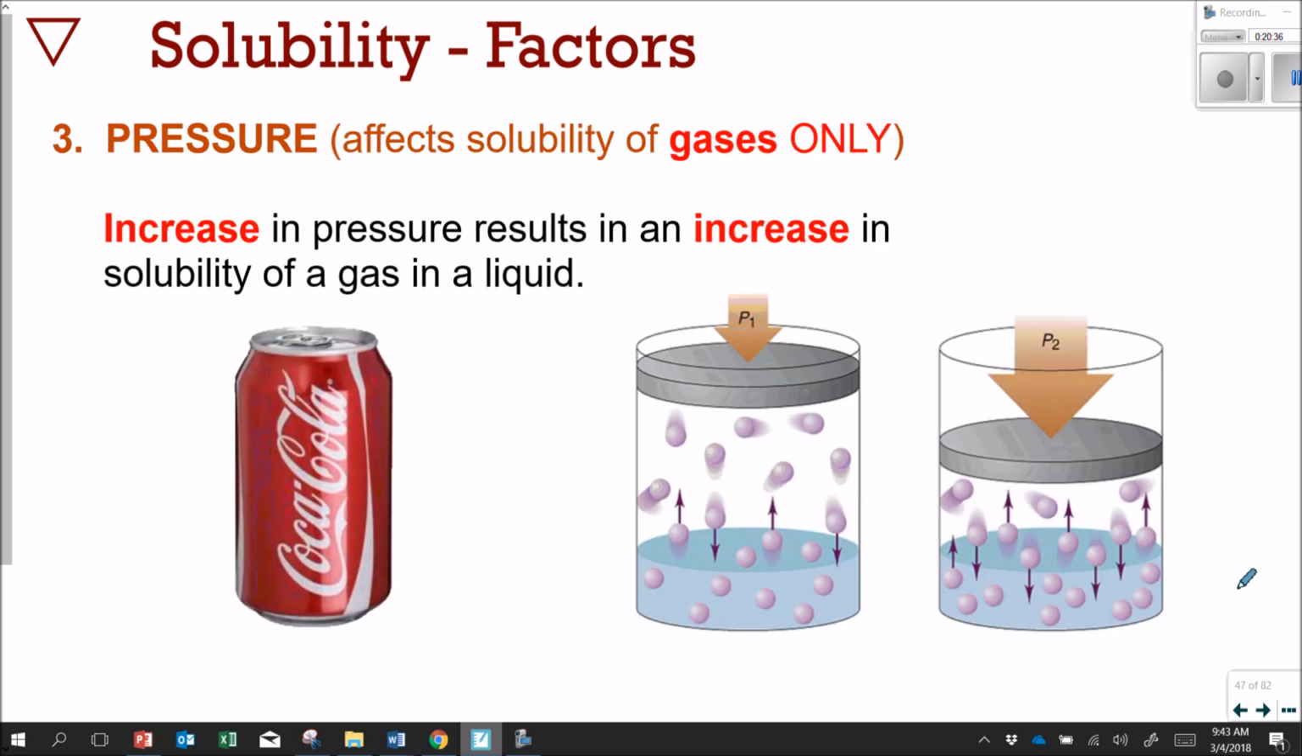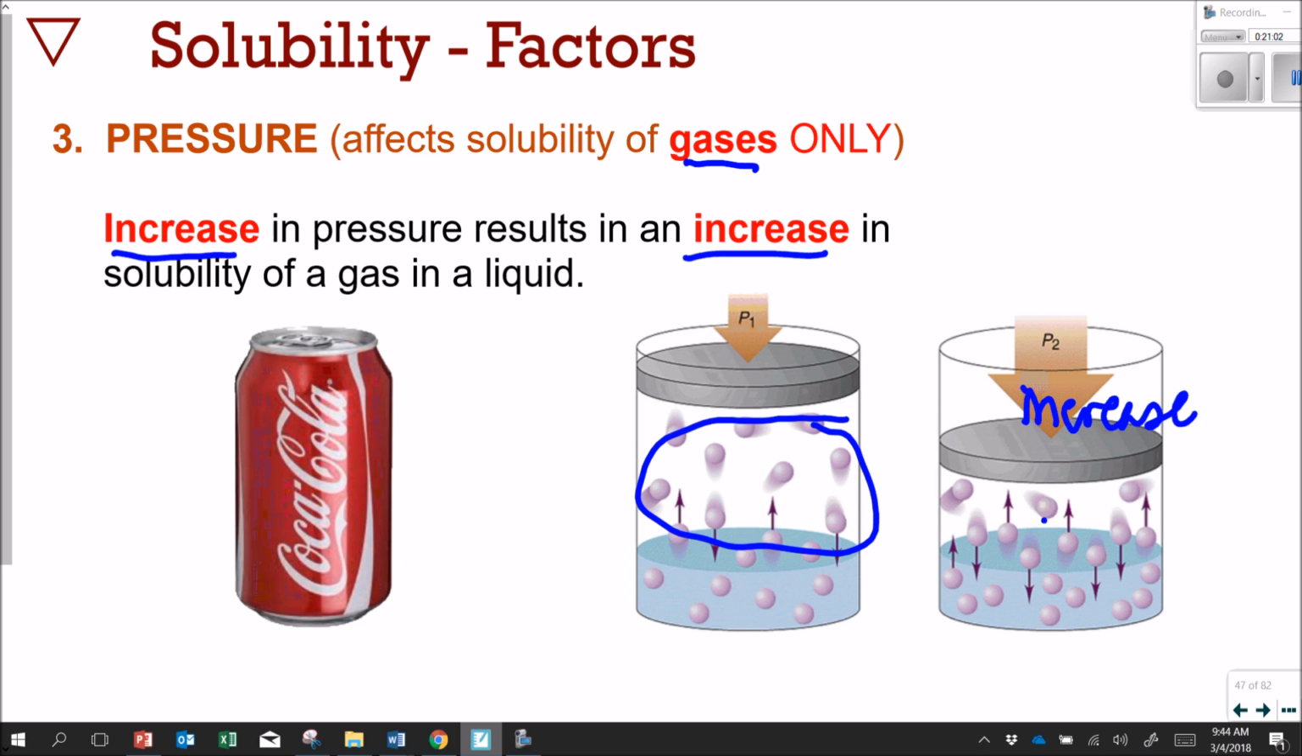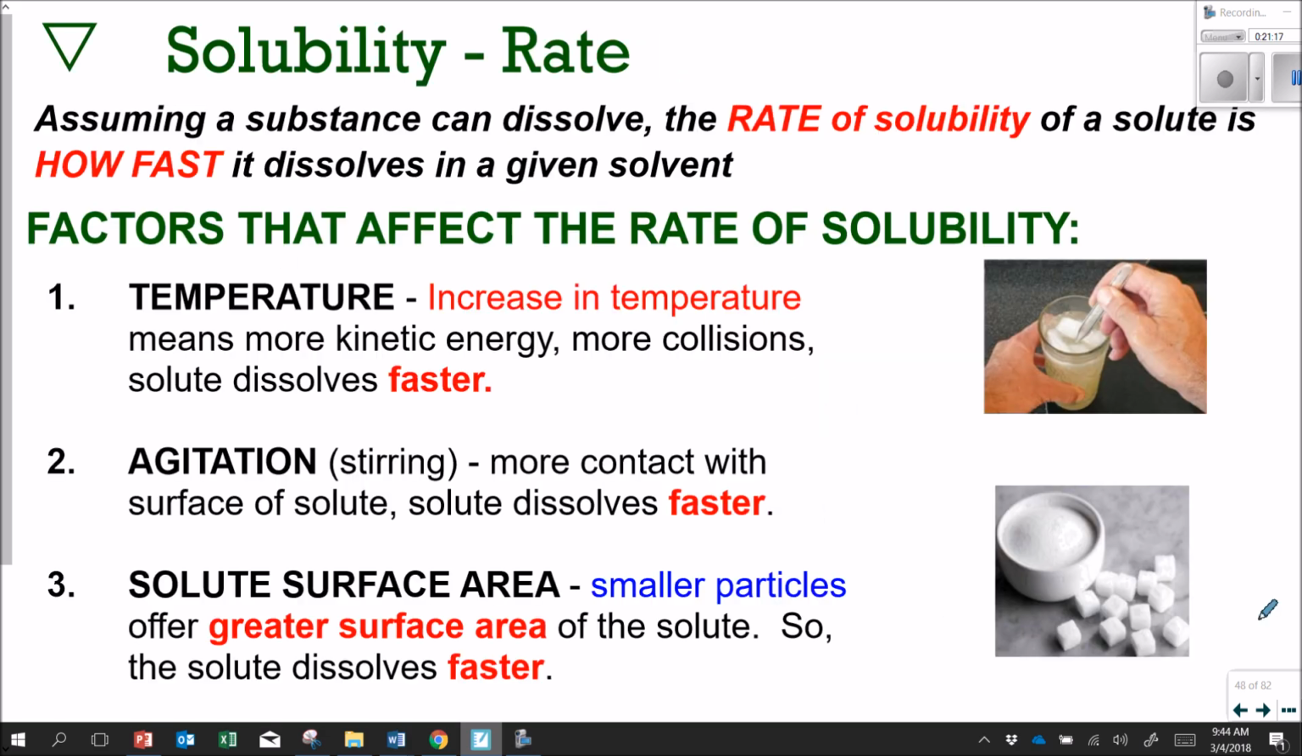Finally, we have pressure. And remember, we said pressure affects the solubility of gases only. So an increase in pressure will increase the solubility of a gas into a liquid. As you can see here, there are gas particles above the liquid at low pressure. If I increase the pressure, it's almost like I'm pushing those gas particles more into the liquid, so more gas particles will dissolve.